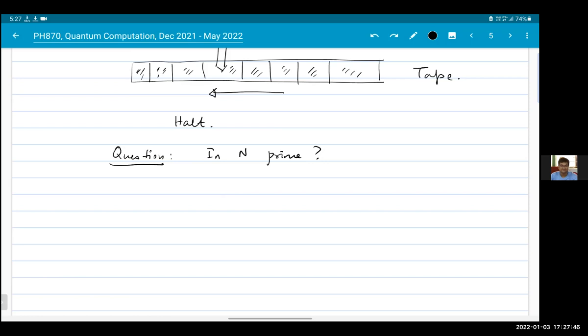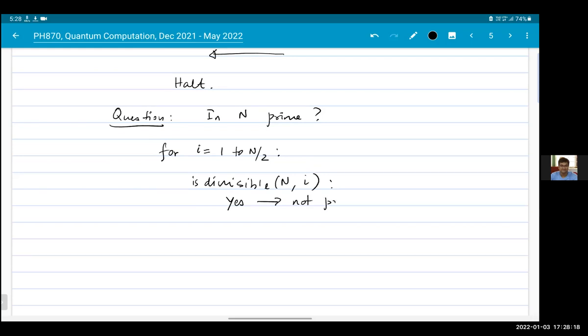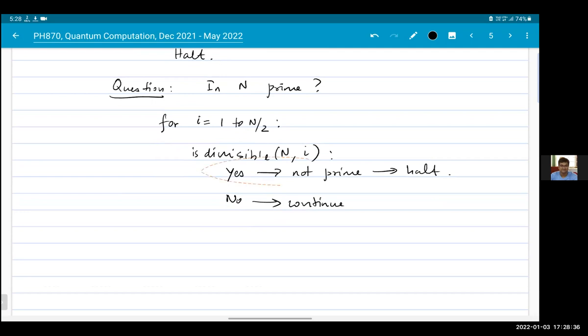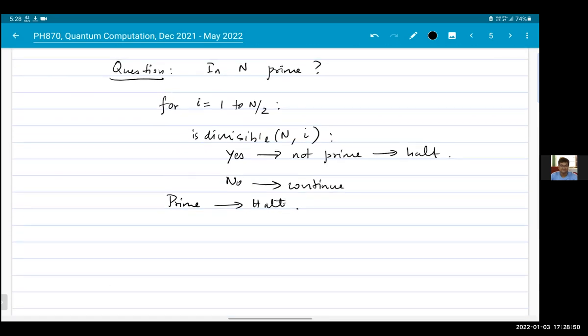So one very simple algorithm for determining whether n is a prime number is just to take numbers from 1 to, let's say, n by 2, right? And then ask if n is divisible by any one of these numbers, right? If it is, then you say not prime and halt. If it is not, then you continue the for loop, right? And if this for loop terminates without printing this not prime, then it's a prime number, then you say halt, right? So this is a typical example of a sort of question that one might want.